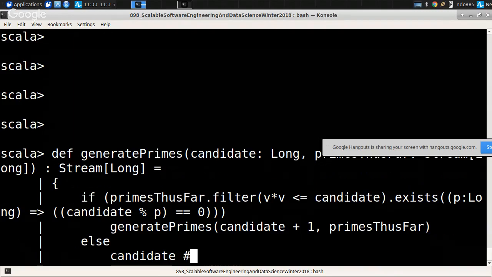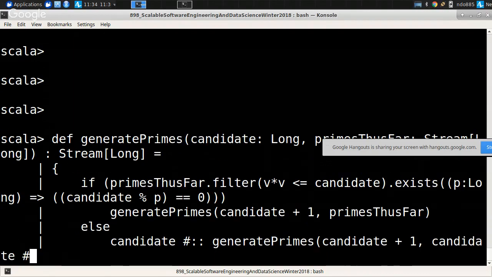And we can append that to what? Generate primes. And what's the first argument of generate primes? Candidate plus 1. And is it just primes thus far, though? Candidate consed onto primes thus far. Okay.